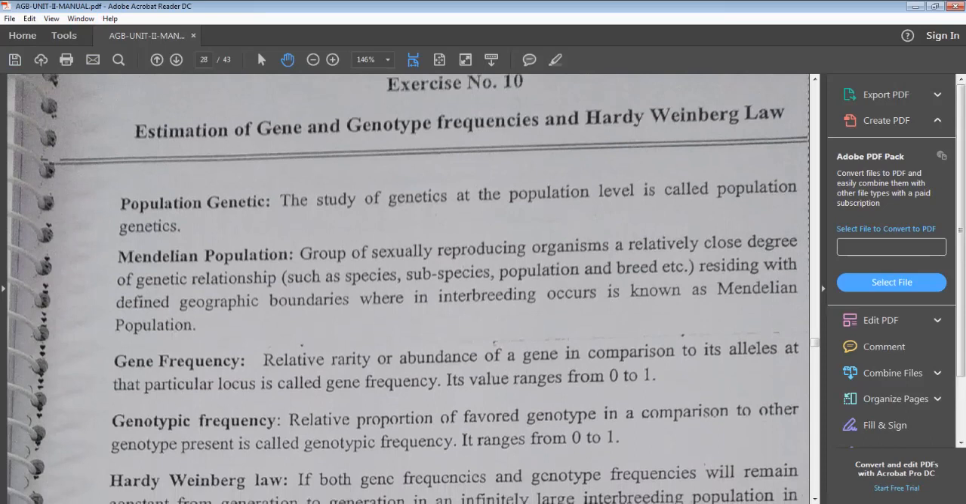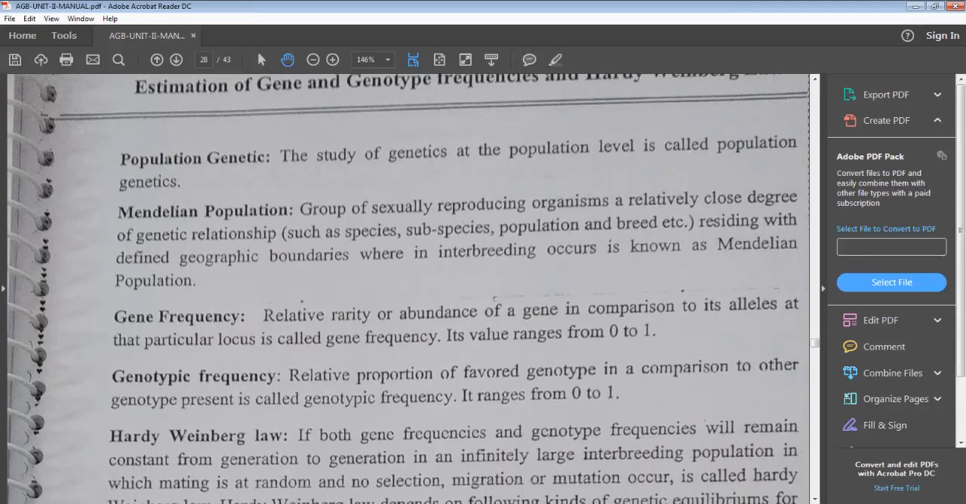The difference between population genetics and Mendelian genetics, you always know, is that population genetics is mainly based on the population, while Mendelian genetics is for the individuals, not for the whole population. The rest of the differences you all know. Population genetics is the study of genetics at the population level.